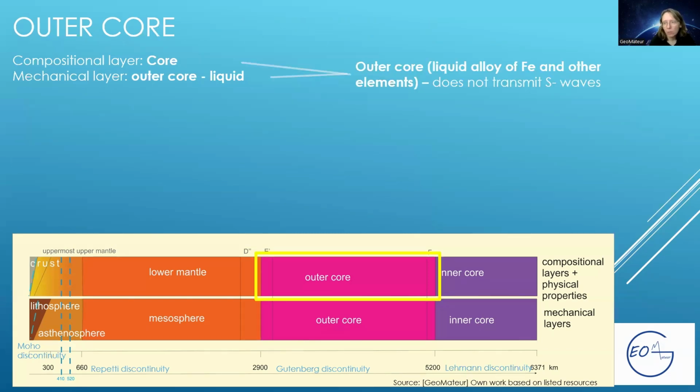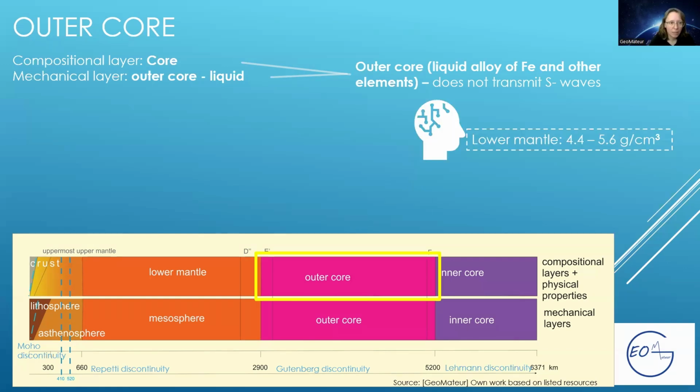If we compare both layers, we get the outer core. There is a liquid alloy of iron and nickel and some other elements, and the outer core does not transmit S waves. That's why we know that it's liquid, because S waves do not travel through a liquid medium. And comparing density, the lower mantle density was up to 5.6 grams per cubic centimeter. Outer core, 10 to 12.7 grams per cubic centimeter. So it's at least 2 times more.